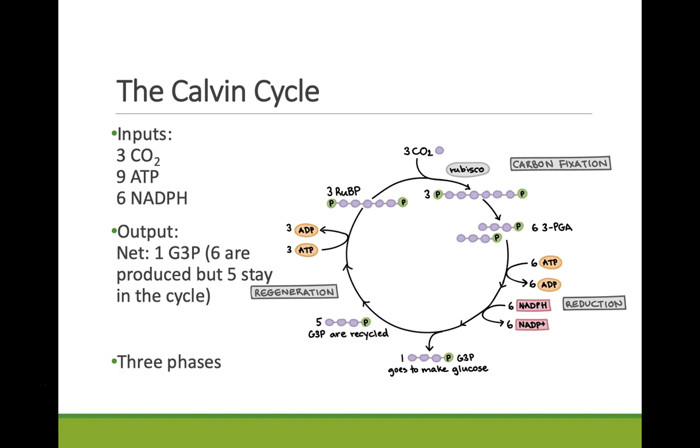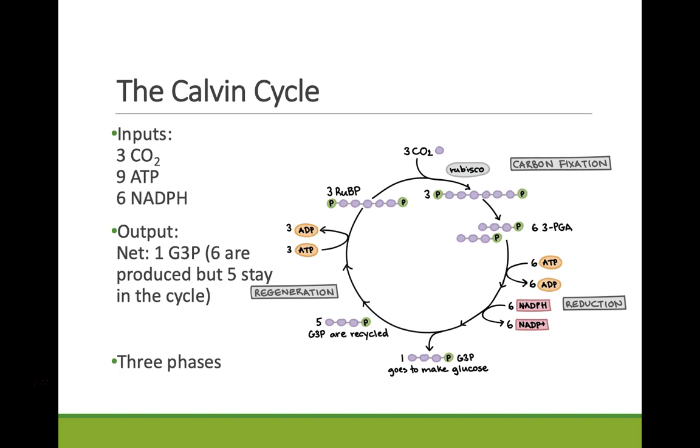So here's an overview of our Calvin cycle. The Calvin cycle requires carbon dioxide. That's going to be the backbone of the G3P molecule. It requires 9 ATP and 6 NADPH. So it requires a lot of energy and a lot of electrons to produce these sugar molecules from the carbon dioxide. The output is 1 G3P molecule, which doesn't really seem like a lot. There's actually 6 produced in this cycle, but 5 of them stay and are just used to regenerate some of the molecules, just like the citric acid cycle. It's used to regenerate and continue turning to keep the process in the cell going.